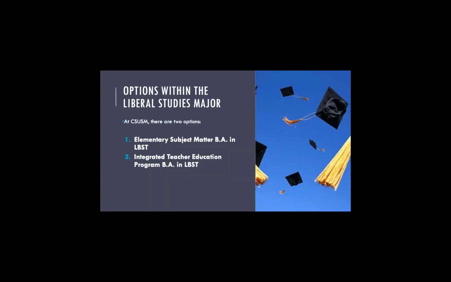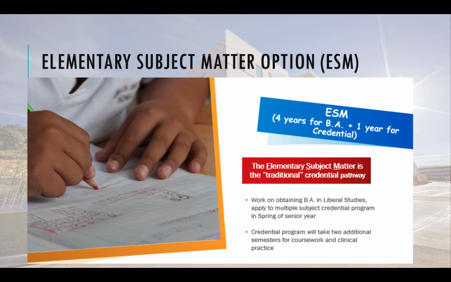The options within the liberal studies major that are specifically designed for aspiring teachers, or if you want to get a broad liberal arts education, are the elementary subject matter BA and the integrated teacher education program option. The elementary subject matter option is the typical 4-year bachelor's degree, and then if you want to get a teaching credential, you apply for another 1 year after you finish your bachelor's degree.